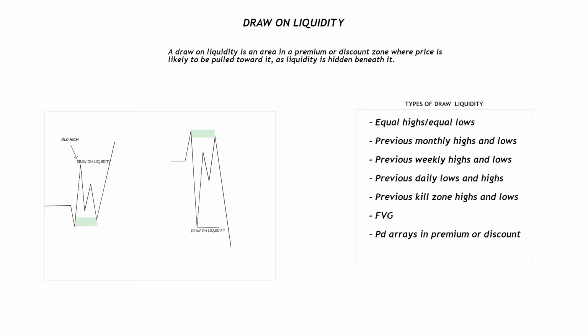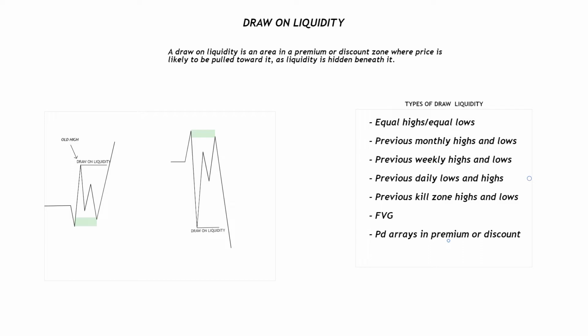Just like right here, price taps inside of this supply zone, and where are we looking for price to pull toward? We want price to pull toward this old low right here. This old low will signify our draw on liquidity. This is where price is likely to be pulled toward because liquidity is hiding beneath these old highs and old lows. And for our types of liquidity, we have equal highs and equal lows.